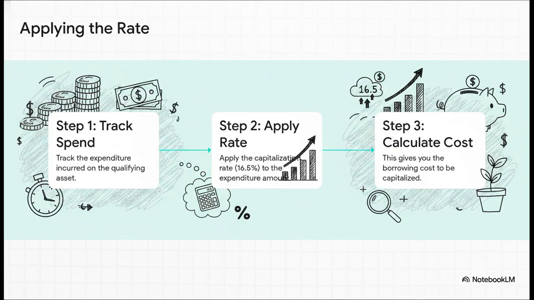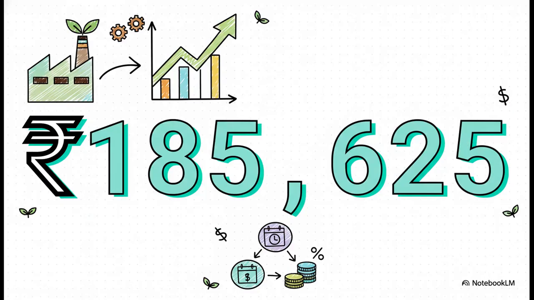We look at the expenditure on the asset. You track how much you've actually spent, and then you apply our new capitalization rate, that's 16.5%, to that expenditure. So if we follow the example for that plant asset, after we apply our rate to the expenditures over the right time period, we'd end up with a total borrowing cost of 185,625 rupees to capitalize. And that's how the pool route works.